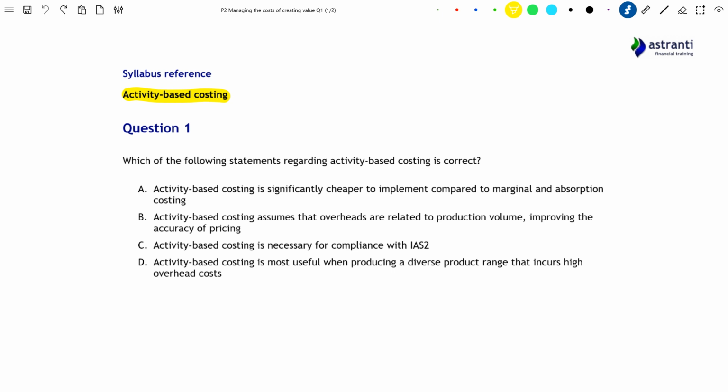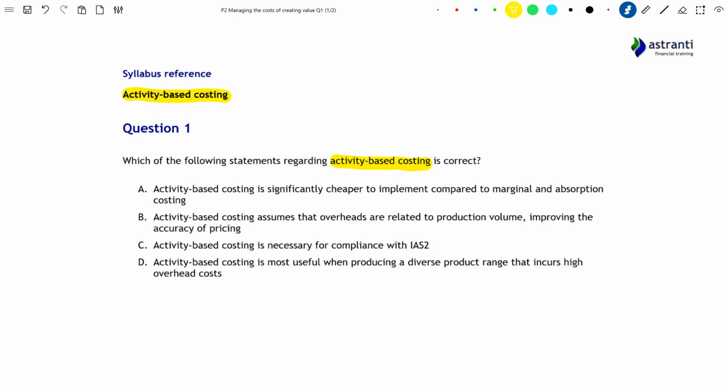So without further ado, let's jump straight in and have a look at this question. Our first question asks us which of the following statements regarding activity-based costing is correct, and then we've been provided with 4 different options.